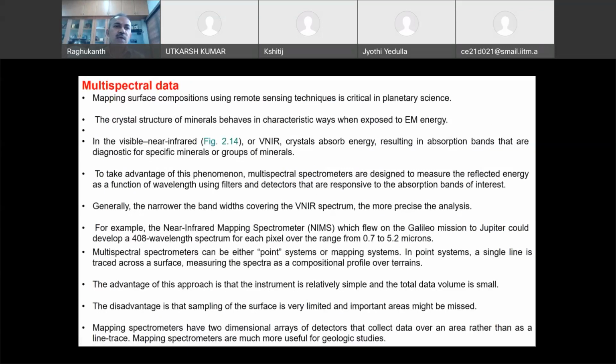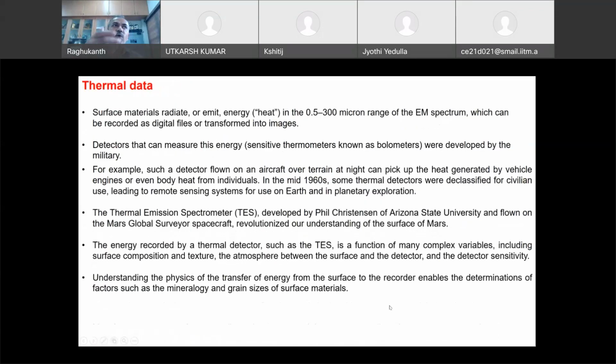Okay, so many methods have come. Spectrometers, mapping spectrometers have come. And of course some surface materials radiate energy, the heat will be there. Okay, the radiation also happens, but our human eyes cannot detect it. But with the electromagnetic spectrum one can detect all these things also. Okay. So there are so many things.